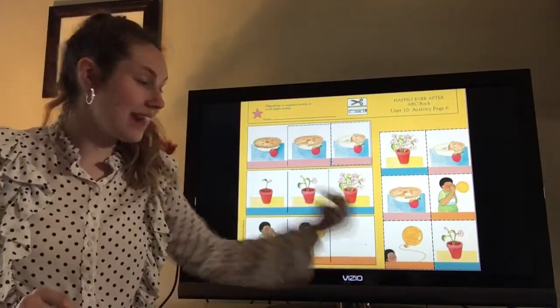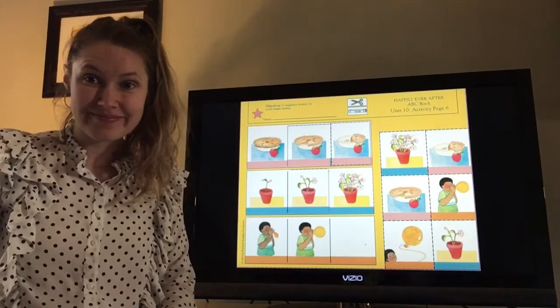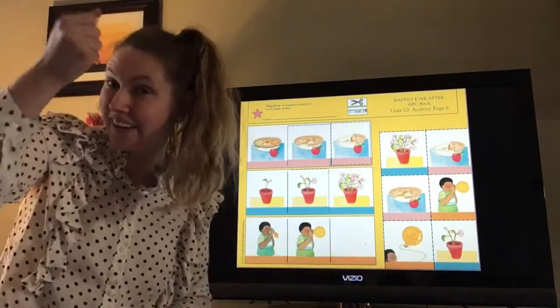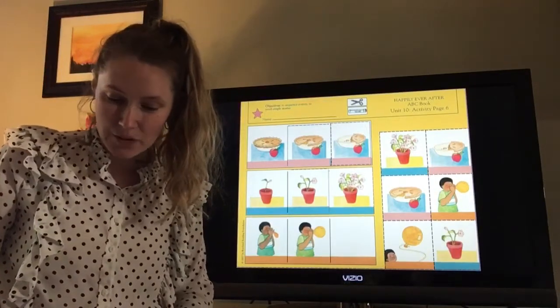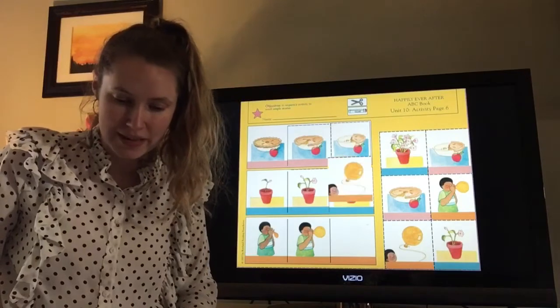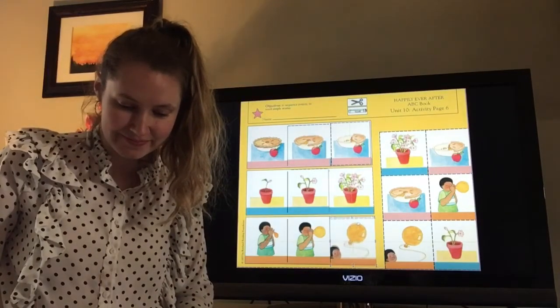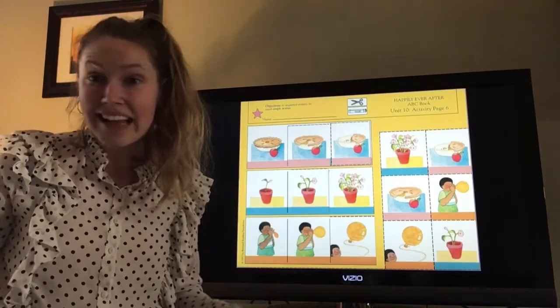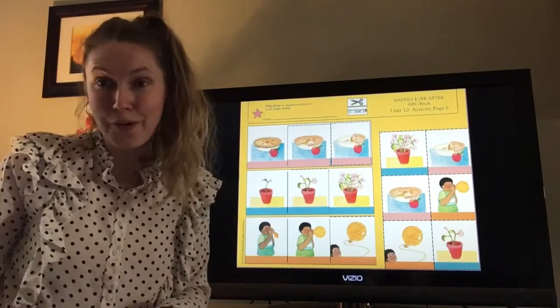What happened last? Last, his balloon was filled with air, and now he has a balloon. So I'm going to cut this one out, and that is going to be what happened last. Now he has his balloon. And that is how we put our little stories in order.